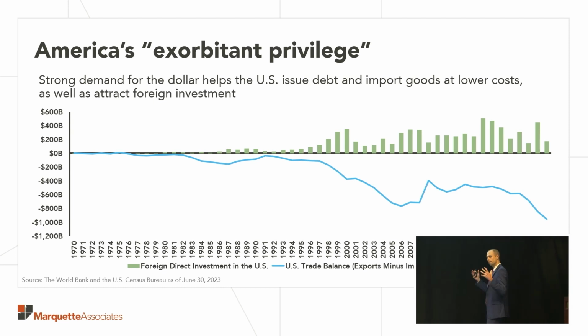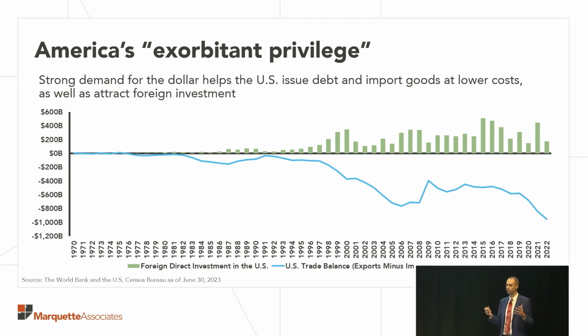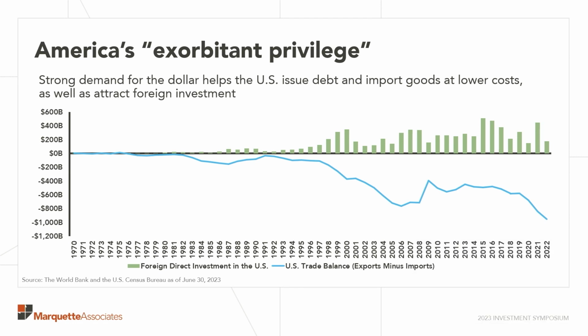Additionally, the world's demand for dollars allows the United States to both borrow and import goods at lower costs. And as you can see here, both US imports as measured by the trade balance, as well as FDI, foreign direct investment, have mainly ticked up since the 90s as globalization trends have proliferated.